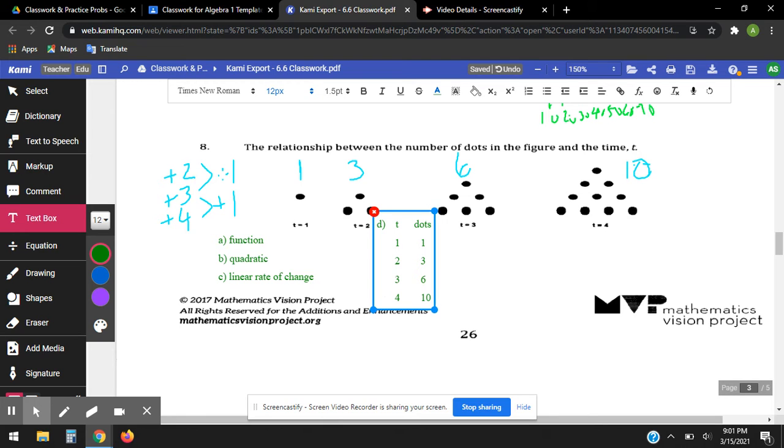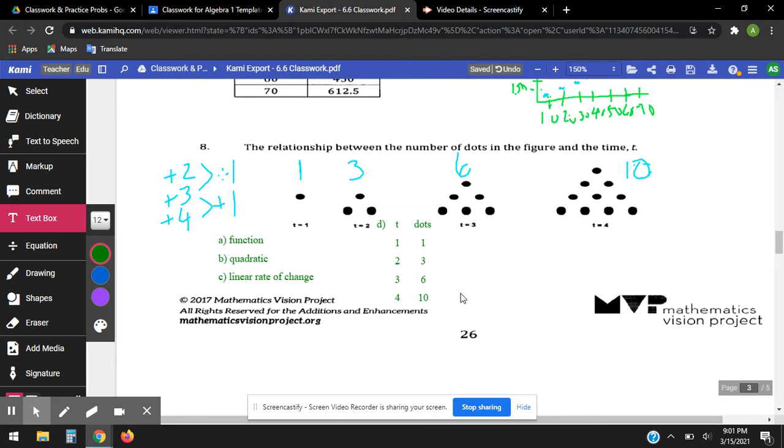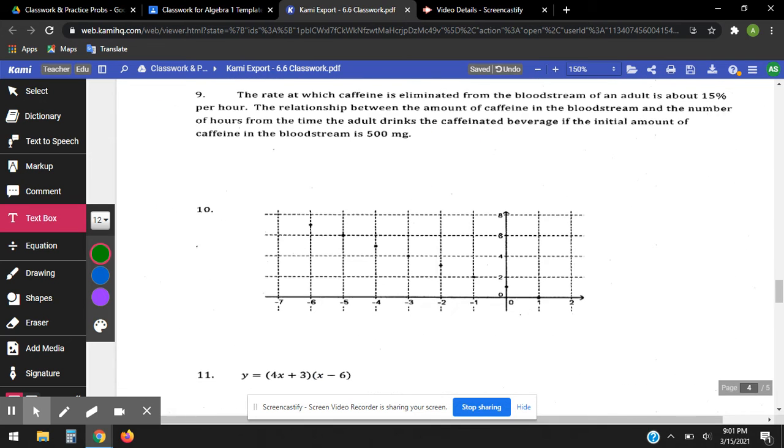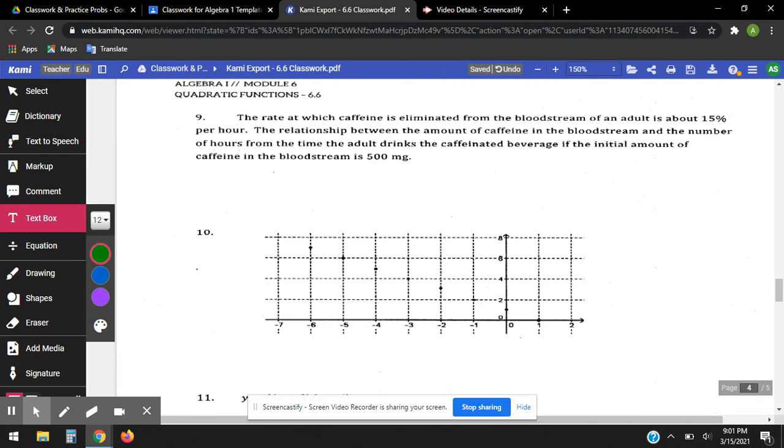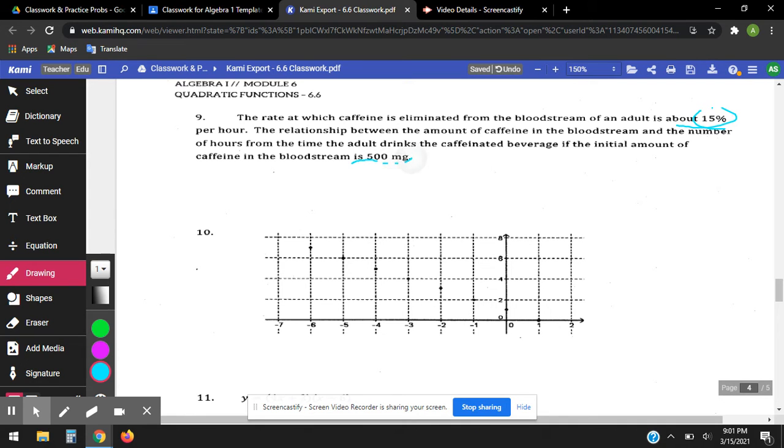Like that, lines up a little better. All right, that's 8. 9. The rate at which caffeine is eliminated from the bloodstream of an adult is about 15% per hour. The relationship between the amount of caffeine in the bloodstream and the number of hours after the adult takes the drink is about 500 milligrams.